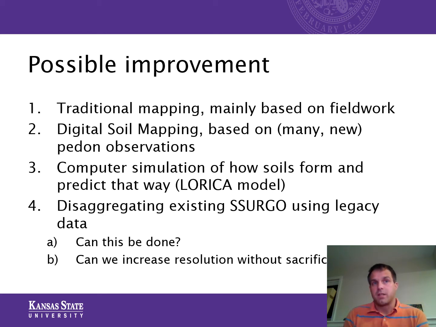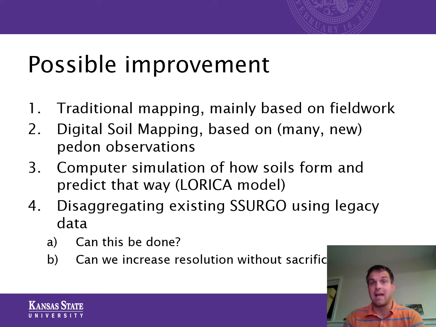A third possible method to improve and refine our soil maps is to use computer simulations of the processes that form and change soils over long time scales within the landscape position that they're occupying, and make predictions that way. It's something I'm also really excited about, but that's definitely in its infancy. I personally use the LORICA model for that. But what I'll talk about today especially is using legacy data from existing SSURGO map descriptions to disaggregate.